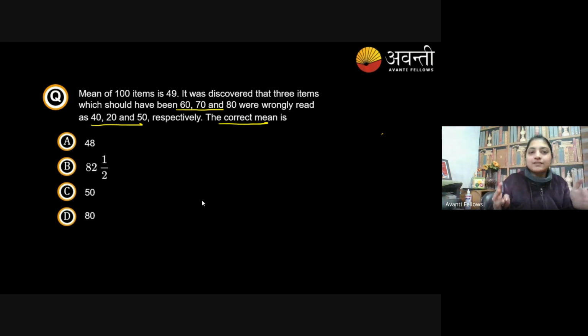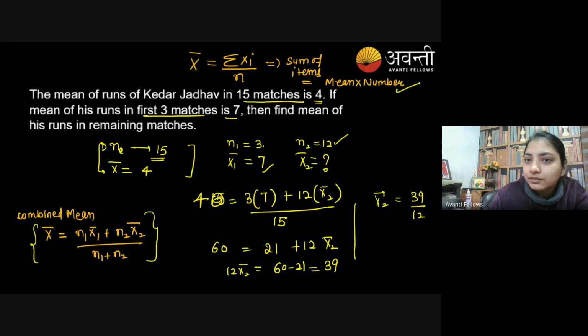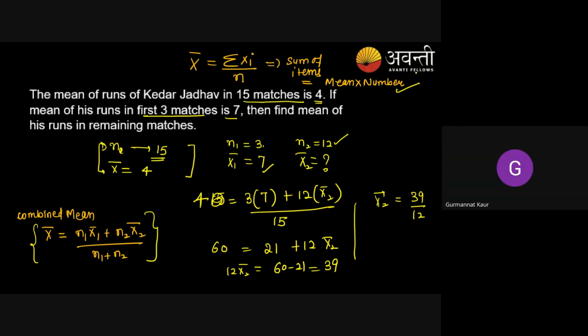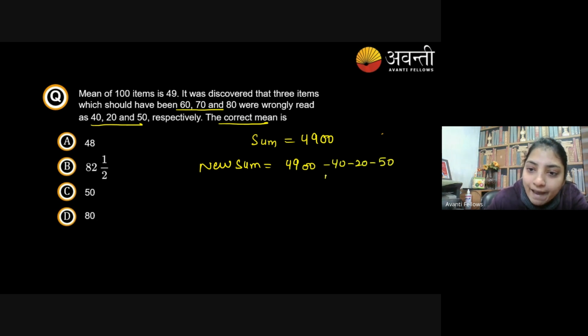Dear friends, just look at the statement once again. Question said 100 items mean is 49. It means I can directly say, as I told you, that sum will be equal to mean into number. Yes or no? Yes, ma'am. So you can just write that sum is equal to 4900. Agree? So new sum should be, they said your actual values were 60, 70, 80, but someone read them as 40, 20, and 50. It means I just need to subtract 40, 20, 50, then add the new values 60, 70 plus 80. Is it clear to everyone?